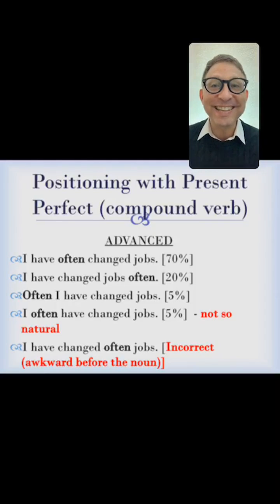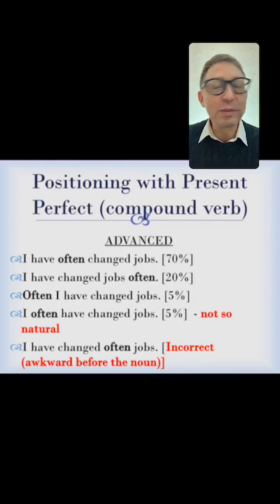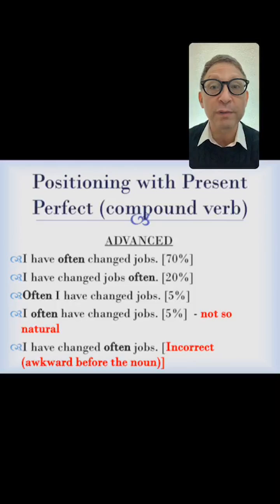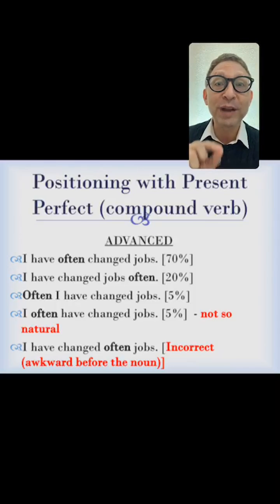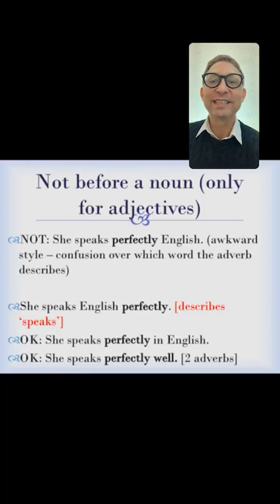Now, if there are native speakers listening, they might beg to differ. To beg to differ means to disagree. So some native speakers listening now might disagree with me when I say that this is incorrect: I have changed often jobs. This is awkward for the same reason it's unnatural earlier when I said we don't normally put adverbs before nouns. They just don't go so well together. Adjectives obviously go before nouns. With adverbs, it's rarer that it sounds good. So you've got to be careful here. I would say that's incorrect, the last one, but I'm open to discussion on that. Now let's see, okay, not before a noun. Let me just finish this and I'll look at questions.